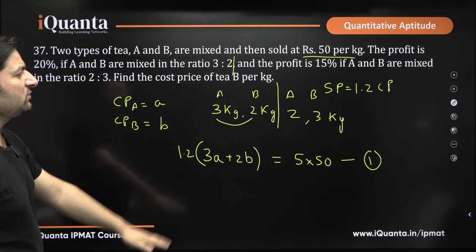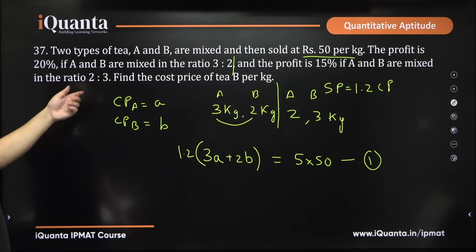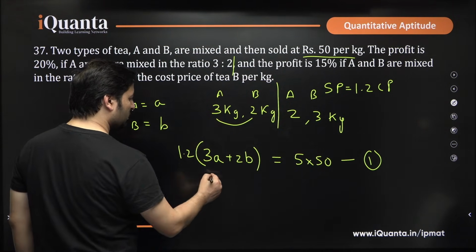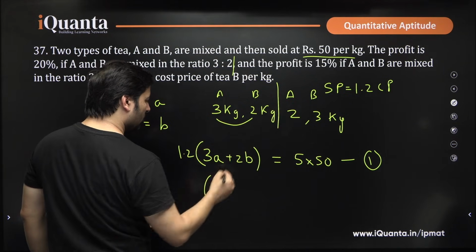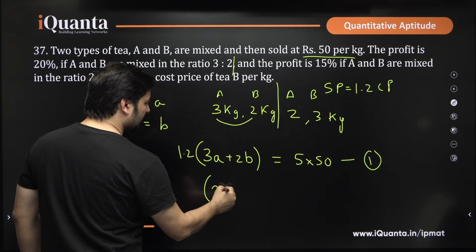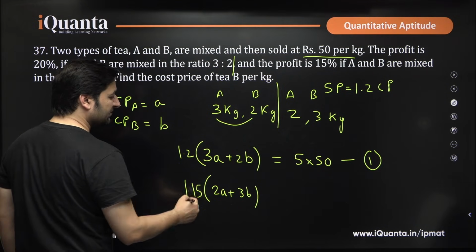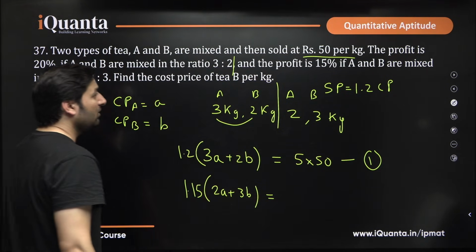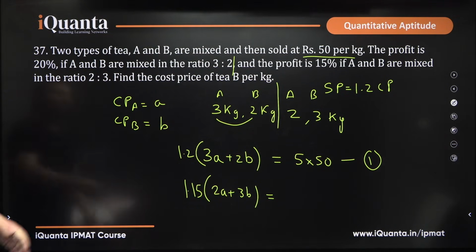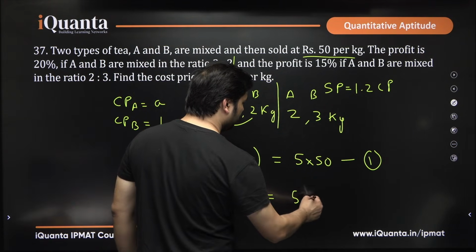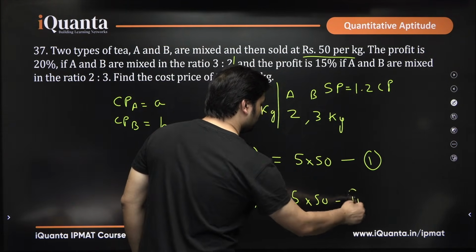Find the cost price of TB per kg. The profit in this case is 15%. So what will be the total CP? 2 kg of type A, so 2A plus 3B, and 15% profit means 1.15 times CP, and that should be equal to what? They are again sold at 50 per kg only, isn't it? So 5 into 50. This is equation 2, isn't it?